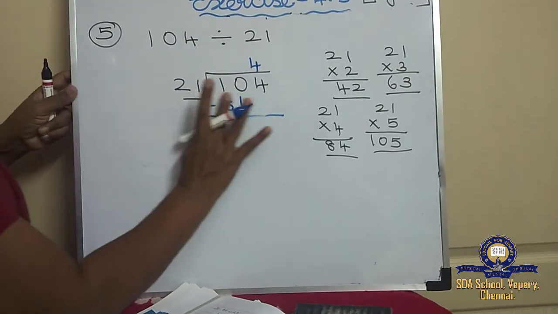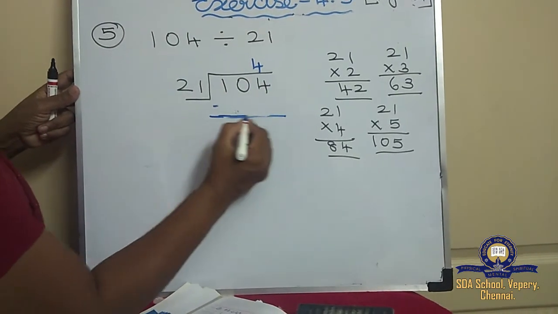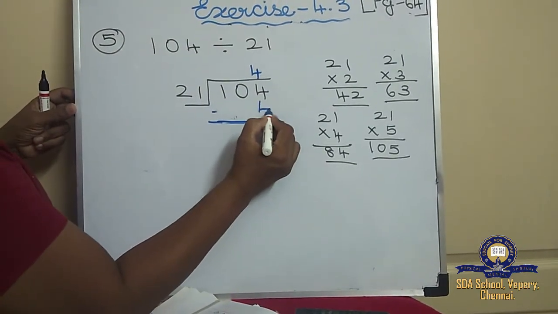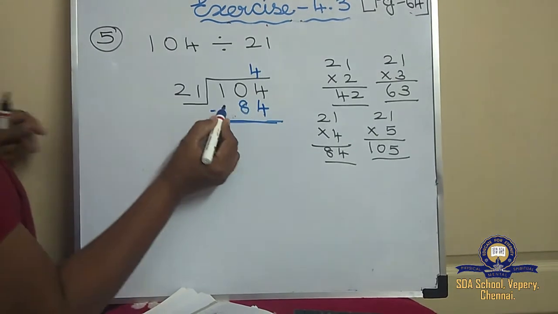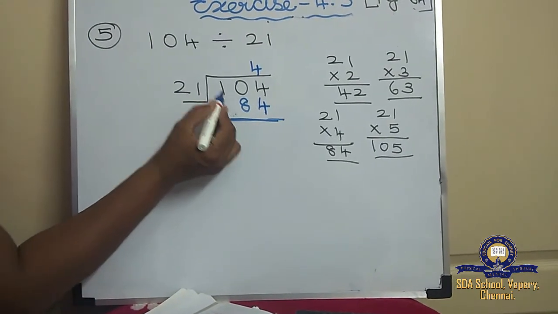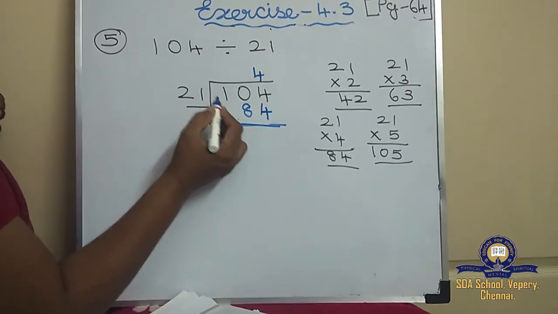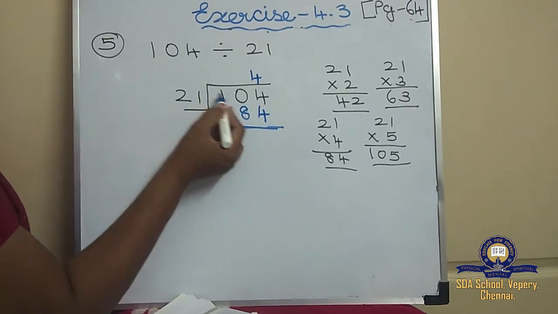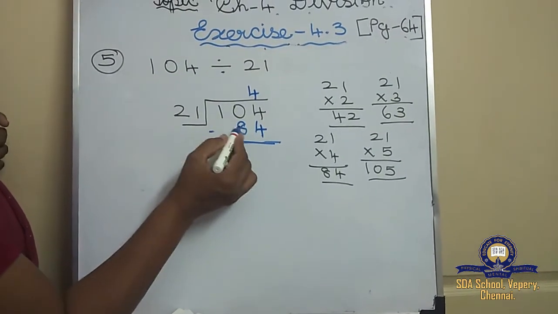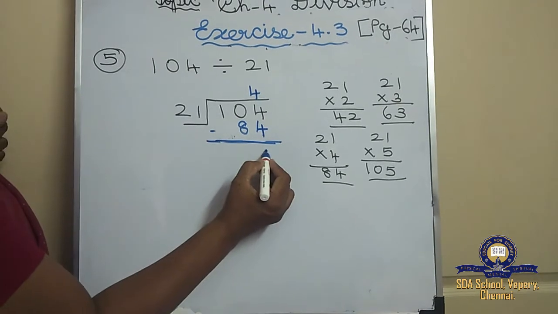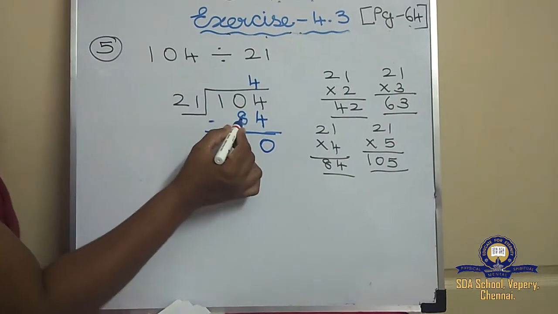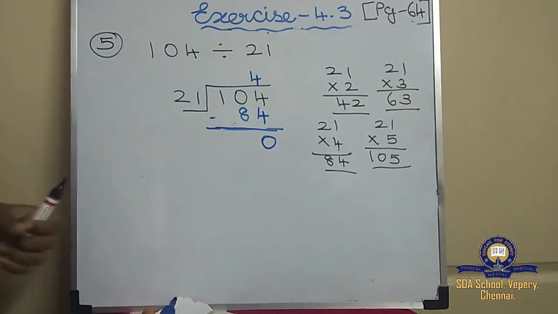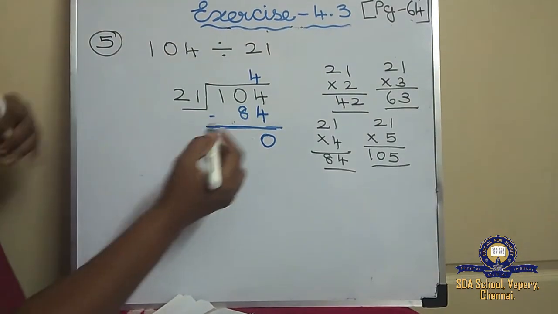Understood, children? Always you have to start from the ones place. 4 here and 8 in the tens place. The hundreds place should be empty. So now you have to subtract 84 from 104. So 4 minus 4, 0. And after 8 you count up to 10. After 8, 9, 10, 2.